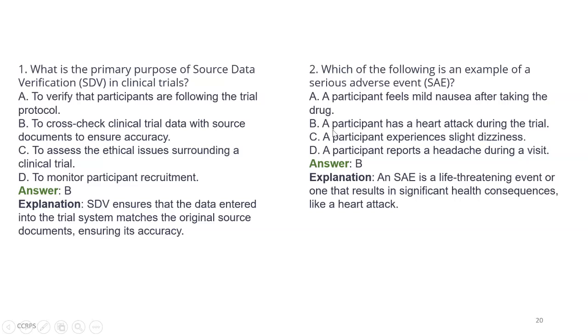Question 2: which of the following is an example of a serious adverse event, SAE? From the given choices, B would be the most appropriate one: a participant has a heart attack during the trial. An SAE is a life-threatening event or one that results in significant health consequences, like a heart attack.